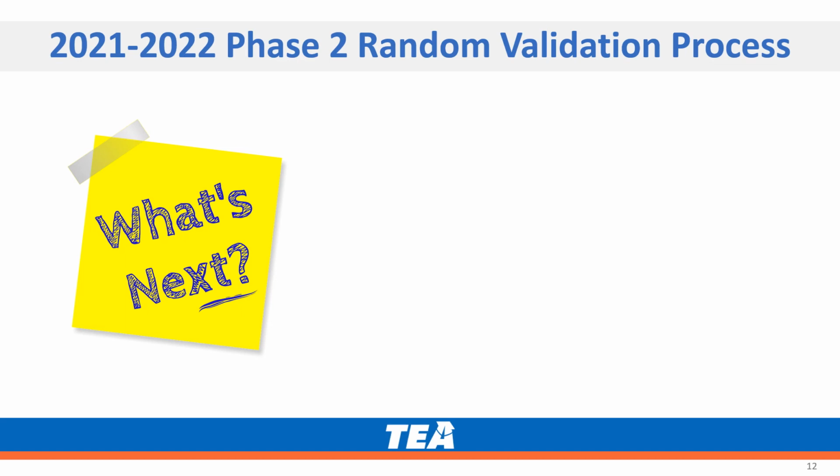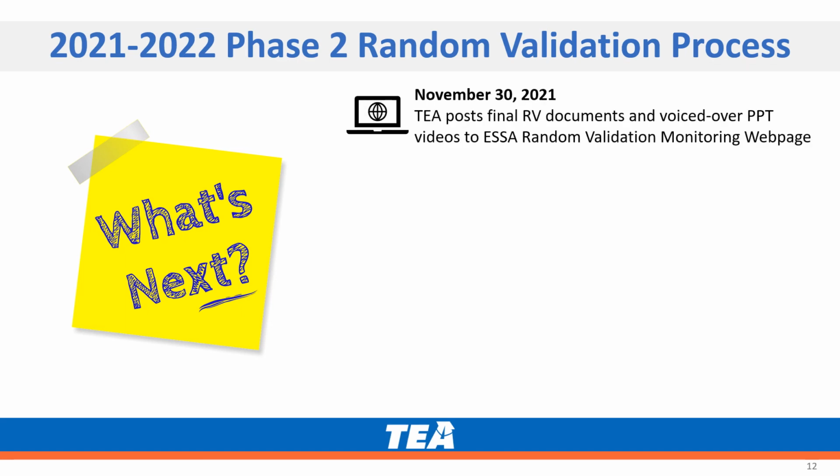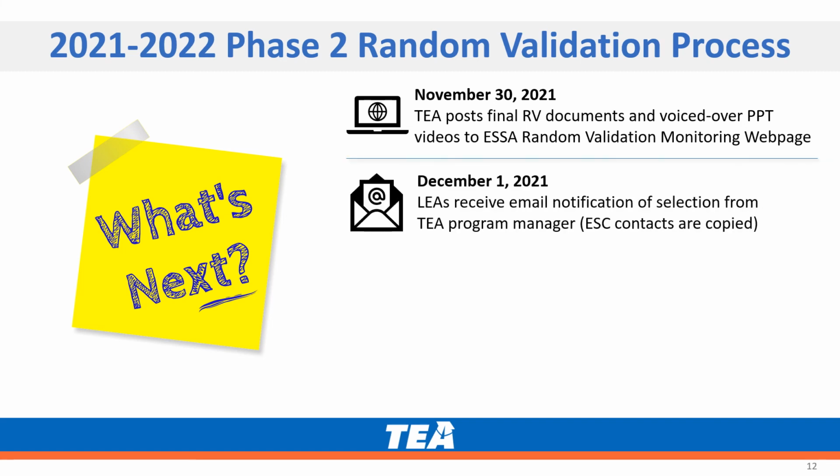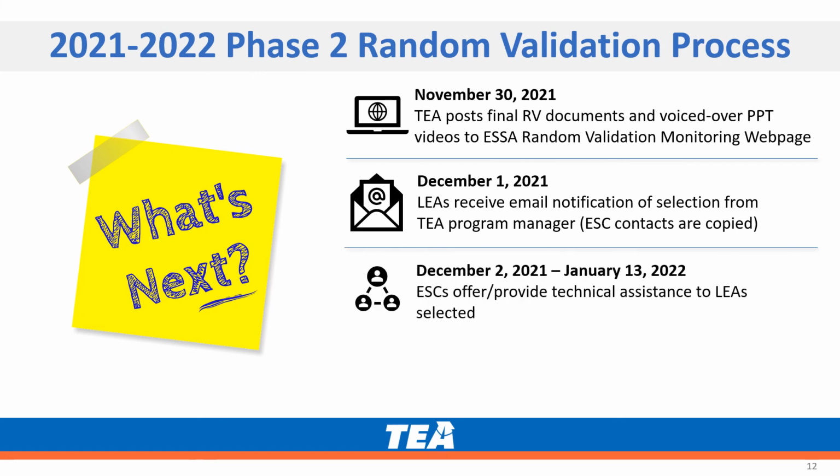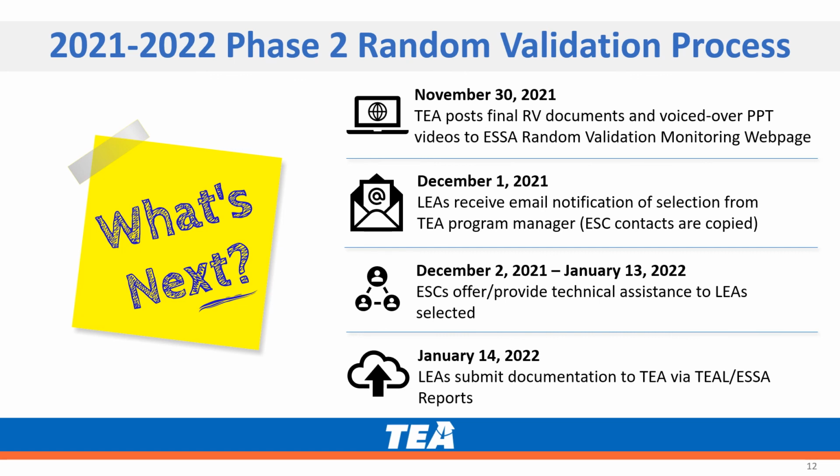Looking ahead at important dates in the Phase 2 random validation process, by November 30th, 2021, TEA will post final random validation documents and voiced-over PowerPoint videos to the ESSA Random Validation Monitoring webpage. By December 1st, 2021, LEAs will receive email notification of selection from their TEA program managers. The ESC contacts will be copied as well. Between December 2nd, 2021 and January 13th, 2022, ESCs will offer and provide technical assistance to LEAs that have been selected for any particular program validation. And by January 14th, 2022, LEAs are to submit their documentation to TEA via TEAL and ESSA reports.